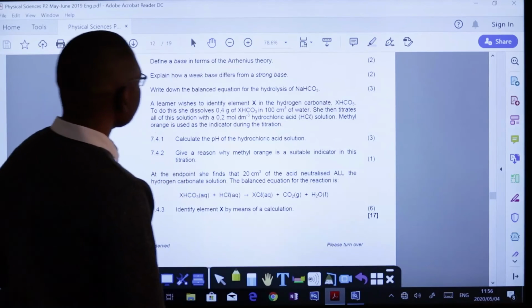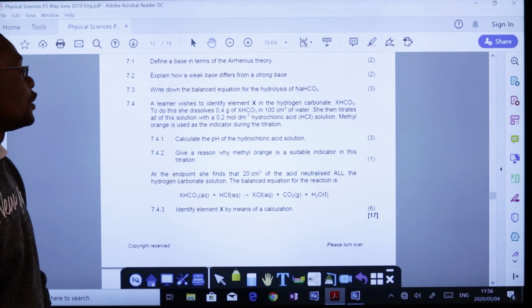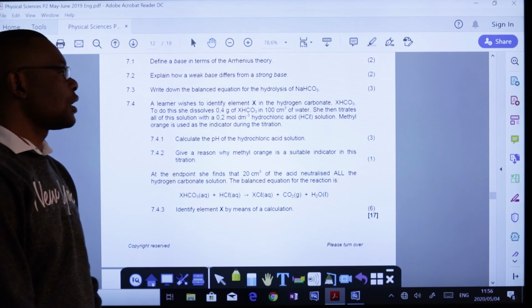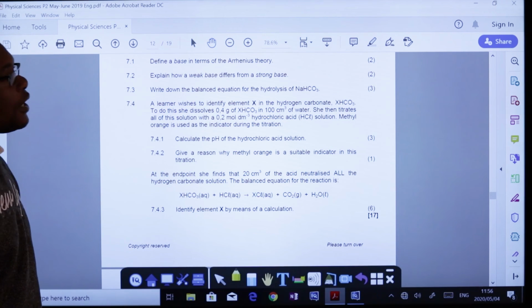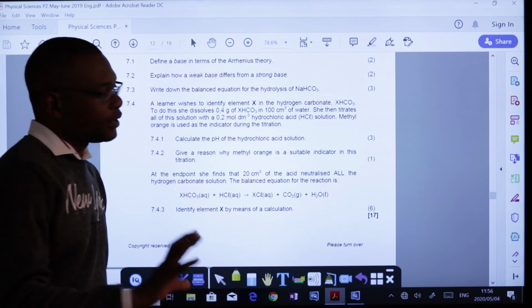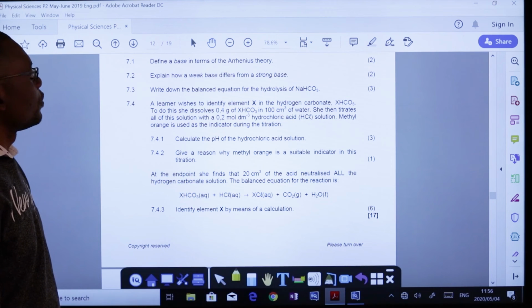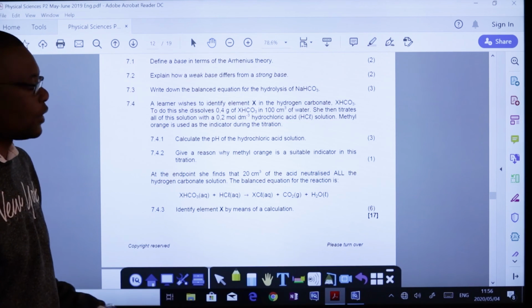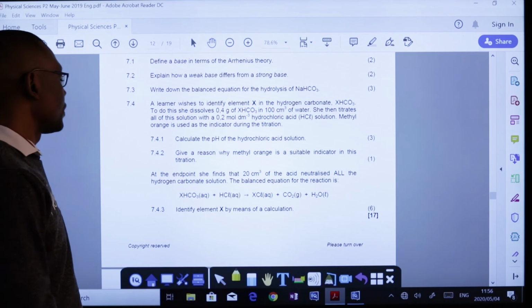Then the next part says give a reason why methyl orange is a suitable indicator in this titration, because with hydrochloric acid, the methyl orange changes from a light orange color to, is it purple. It's going to be colorless, so it will disappear completely, and then you'll know that you have reached the end point.